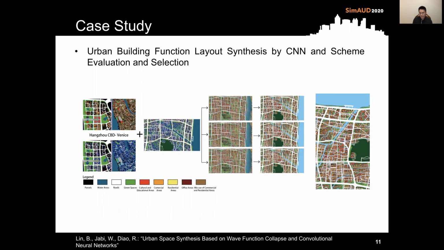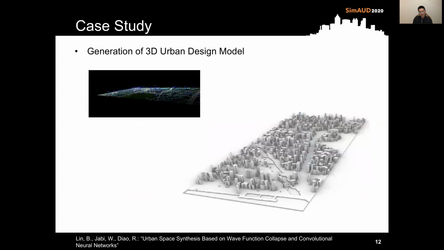The building function layouts are generated for the produced urban spatial form in previous step. The generated urban building function layouts are evaluated and the optimal option is selected. The evaluation indicators of urban building function layout include the diversity of urban building function and the rationality of urban building function layout. The last step is the generation of 3D model.